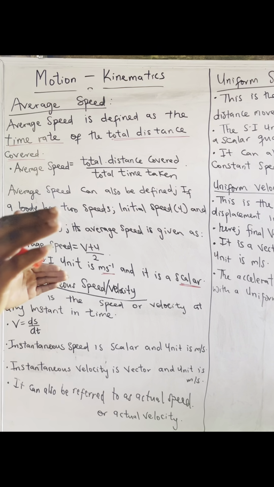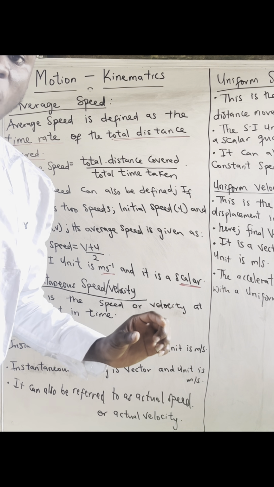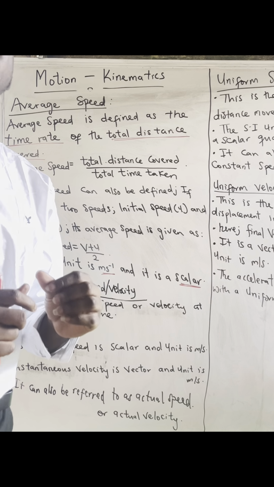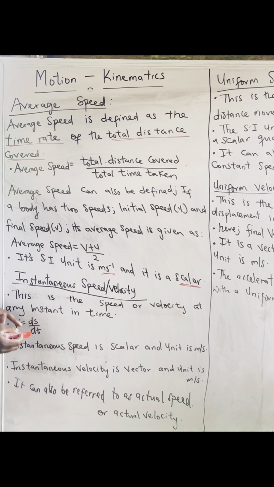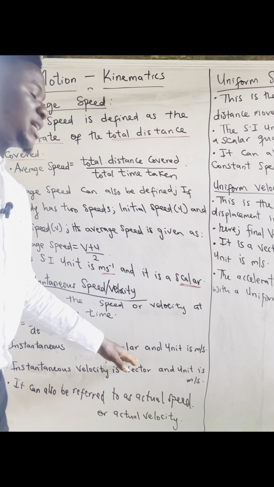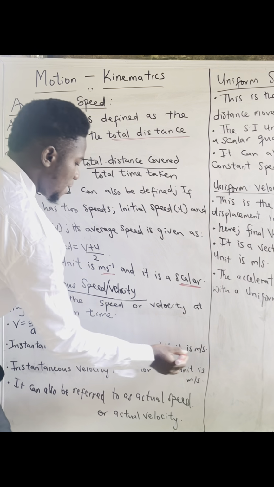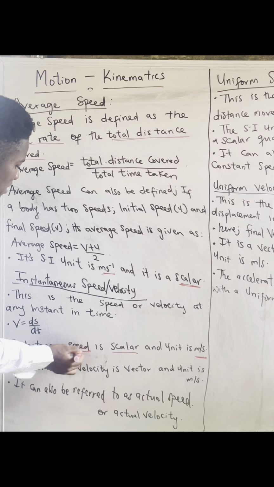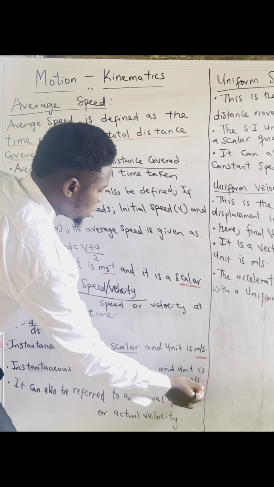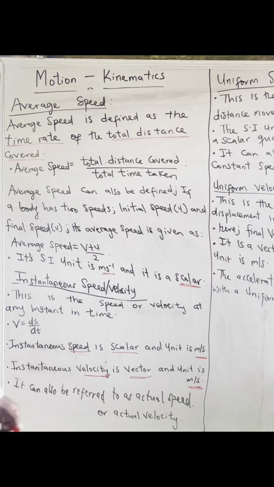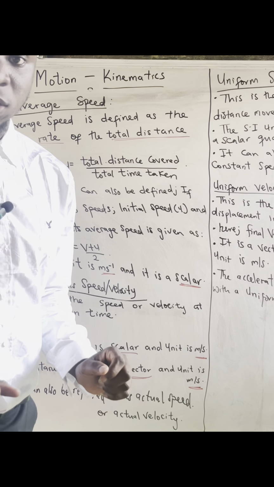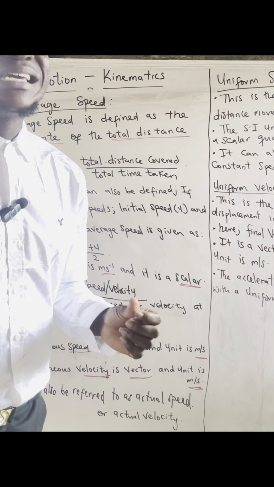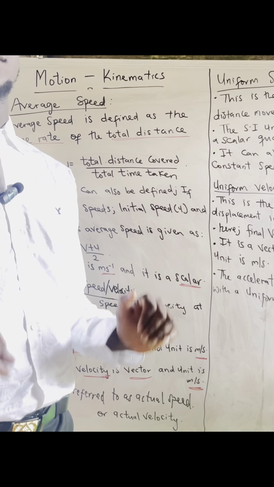So that is why whenever you want to calculate your instantaneous speed or your instantaneous velocity, we are going to be differentiating. That is why we wrote v = ds/dt, that is, differentiating displacement over time. So instantaneous speed is a scalar quantity and the unit is meter per second. But instantaneous velocity is a vector and the unit is also meter per second. Instantaneous speed can also be referred to as actual speed, while instantaneous velocity can also be referred to as actual velocity. Do you get that?